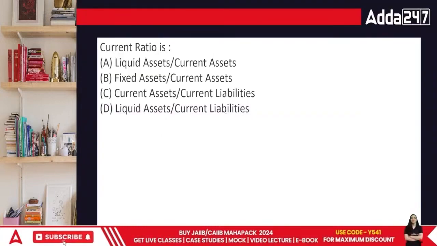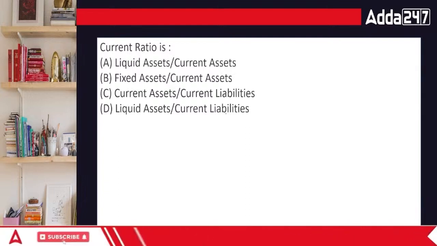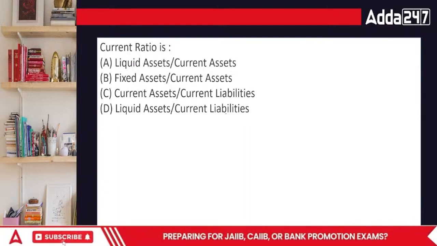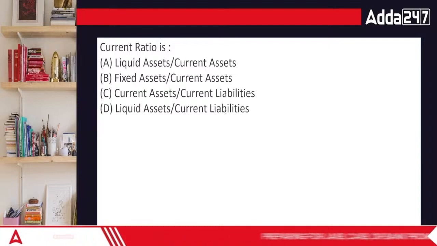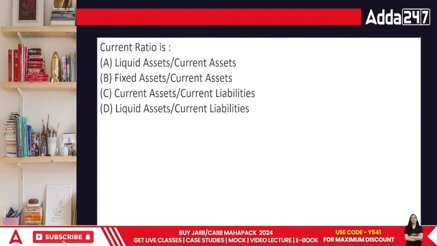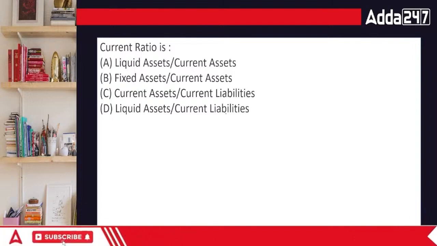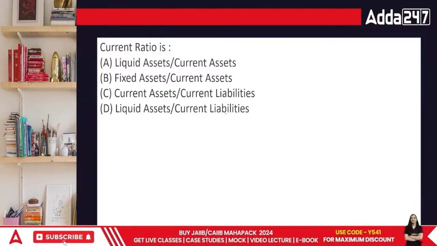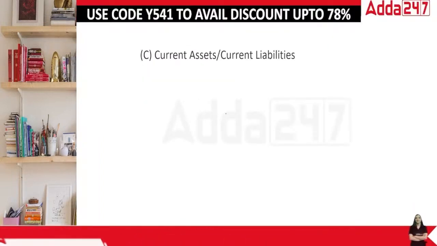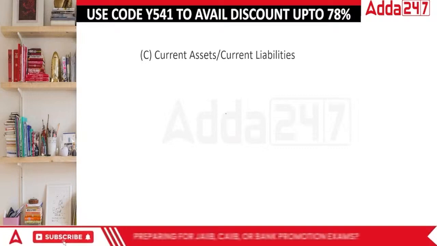Everyone, current ratio. Current ratio is a liquidity ratio: liquid assets upon current liabilities, or liquid assets divided by current liabilities. Current ratio is current assets upon current liabilities. So the correct answer in this case is C. That is current assets divided by current liabilities.